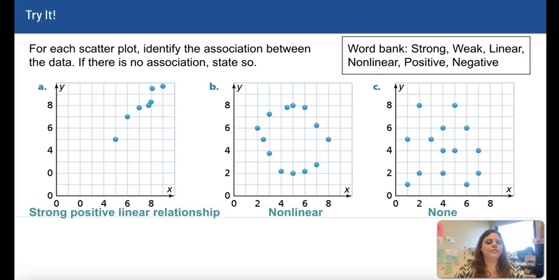The answers I would give for each of these is that A is a strong, positive, linear relationship. I would say B is a nonlinear relationship because it looks like a circle. And C has no association. It doesn't make any pattern that I can see.